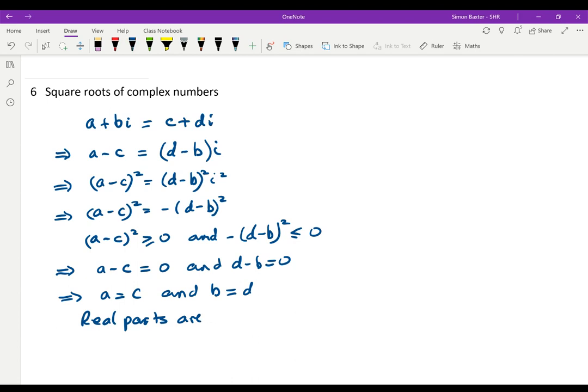Let's just tidy that up. And imaginary parts are equal.